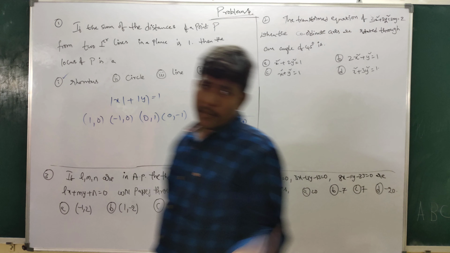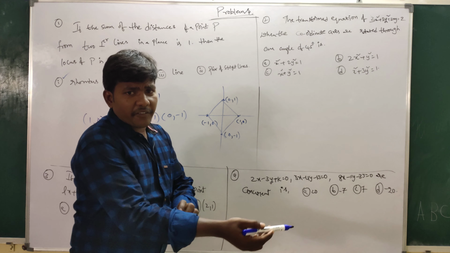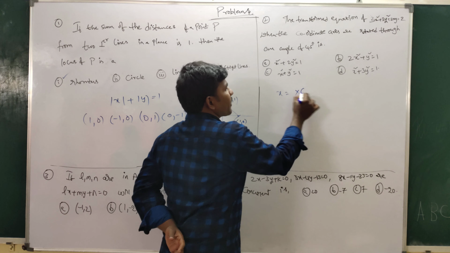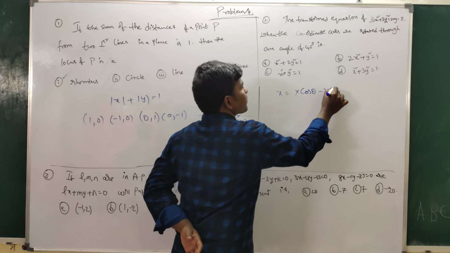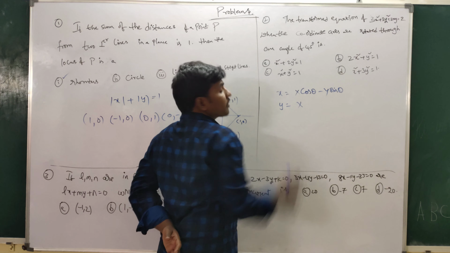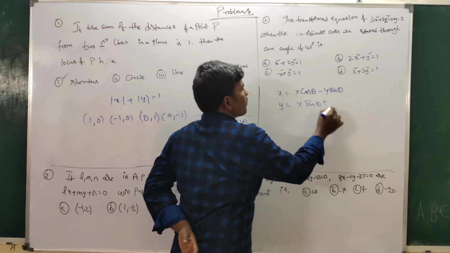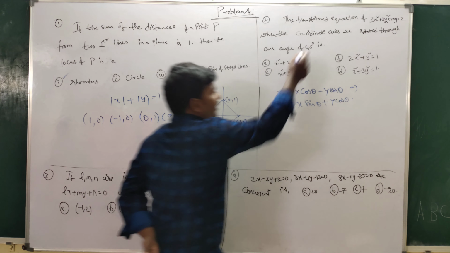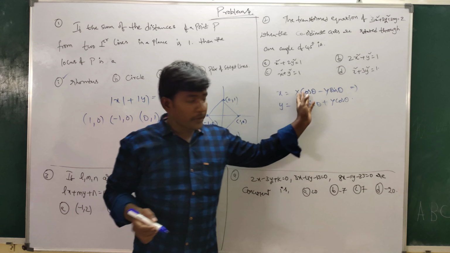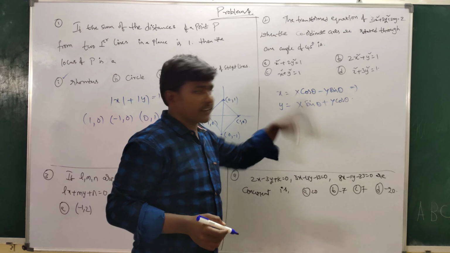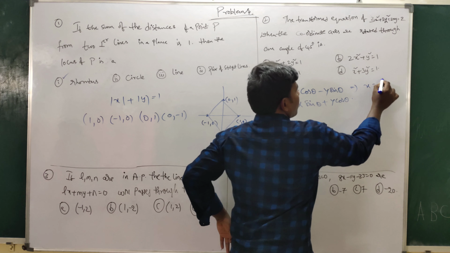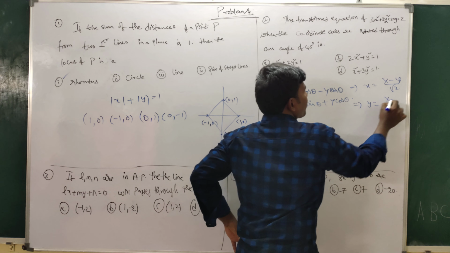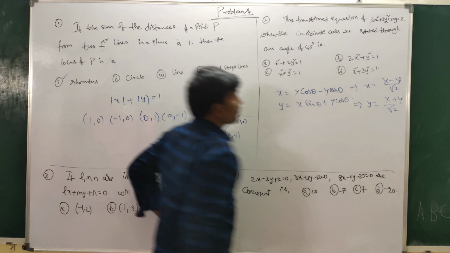First of all, to find the transformation of x, we know the formula: small x equals capital X cos theta minus capital Y sin theta, small y equals capital X sin theta plus capital Y cos theta. So the angle is 45 degrees. We know the value of cos 45 is 1 by root 2, sin 45 is 1 by root 2. So x equals capital X minus capital Y by root 2, y equals capital X plus capital Y by root 2.